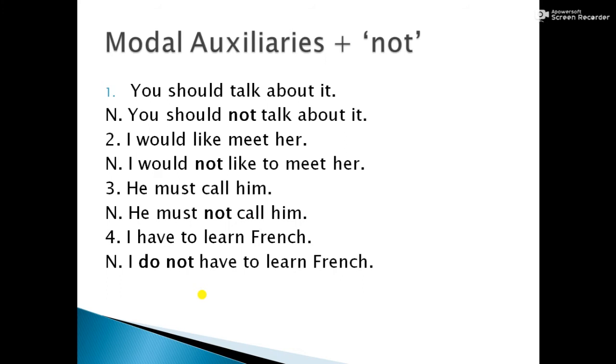Now let's see how to turn sentences using modal auxiliaries into negative sentences. And again, after all, modal auxiliaries are helping verbs which have some kind of function. So again the rule is the same as it applies to helping verbs. I have just given these examples for your better understanding. You should talk about it. Should is the modal auxiliary here. You should not talk about it. I would like meeting her, or I would like to meet her.